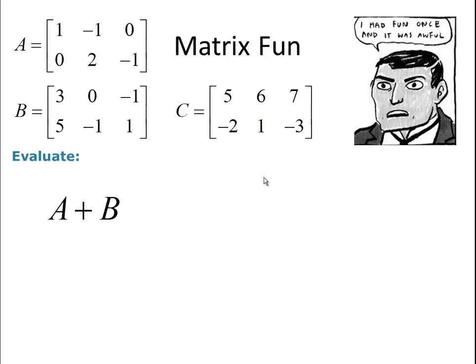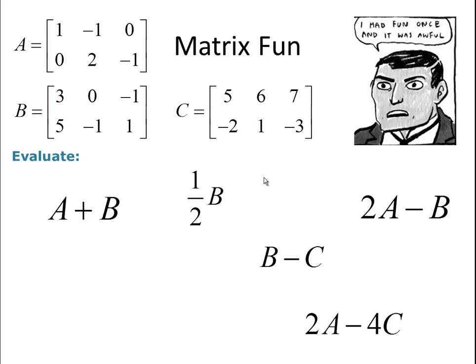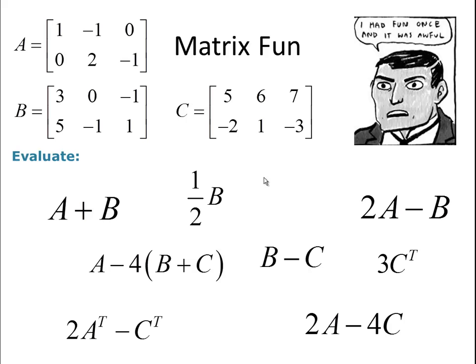Basically, what we want to do is find A plus B, B minus C, 1/2 of B, 2A minus B, 2A minus 4C, A minus 4 times the quantity of B plus C, 3C transposed, 2A transposed minus C transposed. So those are the things that we want to find. This is some of the algebra that we'll be working on.